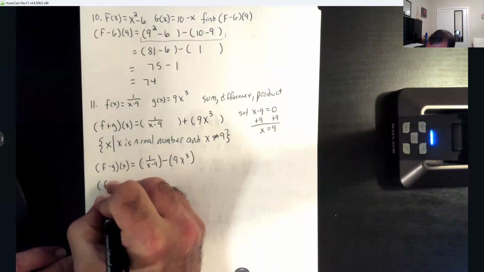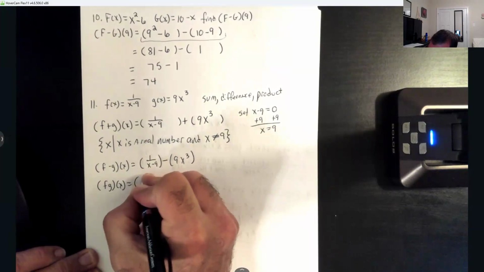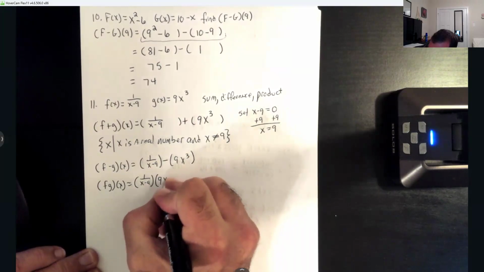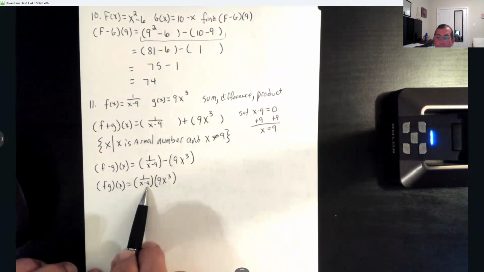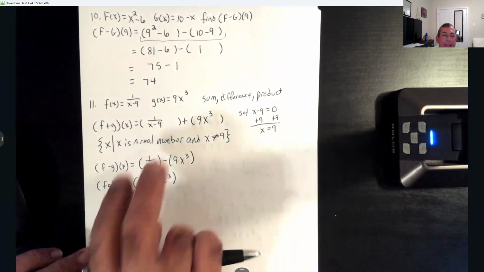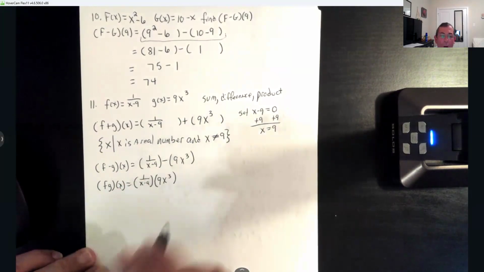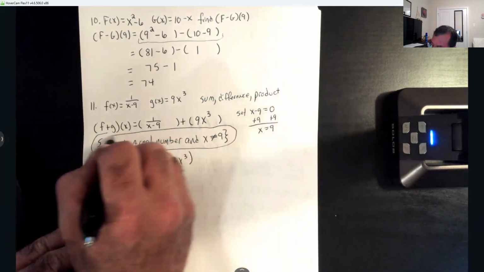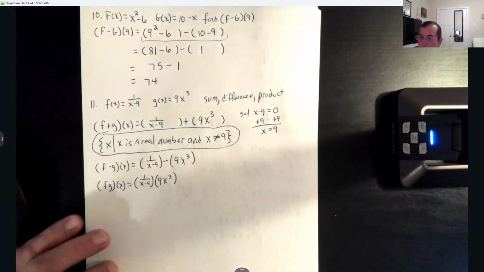And if you were multiplying these, you'd have your f times your g. Well, guess what? You still only got the one fraction you're worried about. So this x can't be 9. So adding, subtracting, and multiplying will all have this domain right here. So those three answers on number 11 got to be identical, y'all.